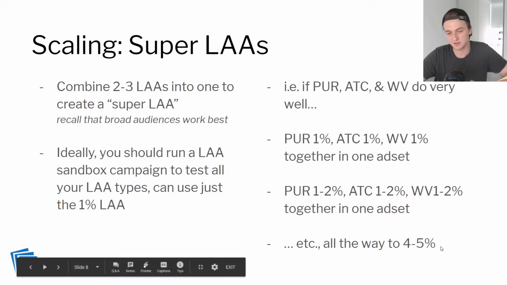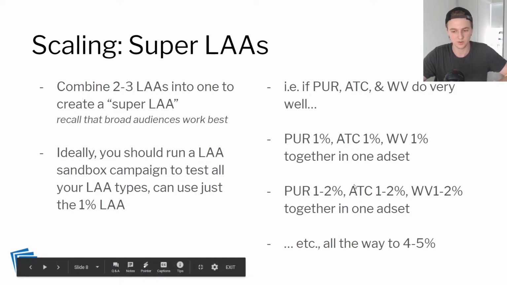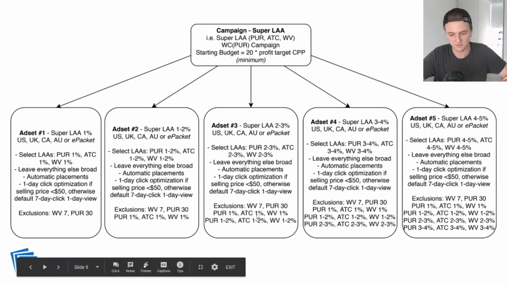And so this is essentially the same thing as a single lookalike audience campaign, but you're putting 3 of them together to create larger audiences. And so let me show you this diagram here. It gets a little confusing with the exclusions here, so I'm going to explain that in a second.